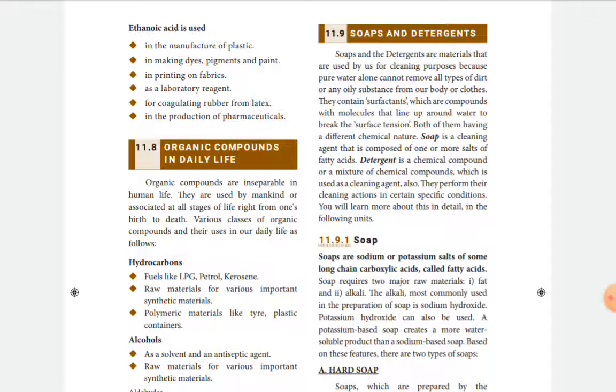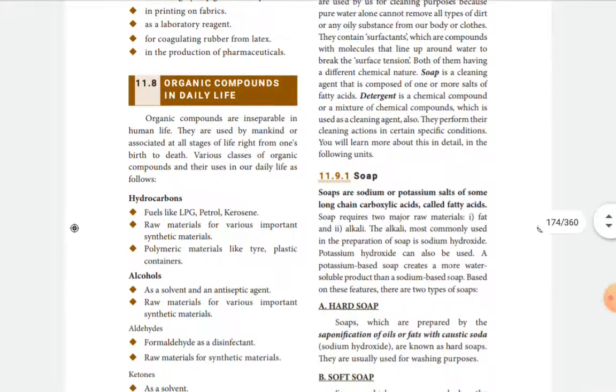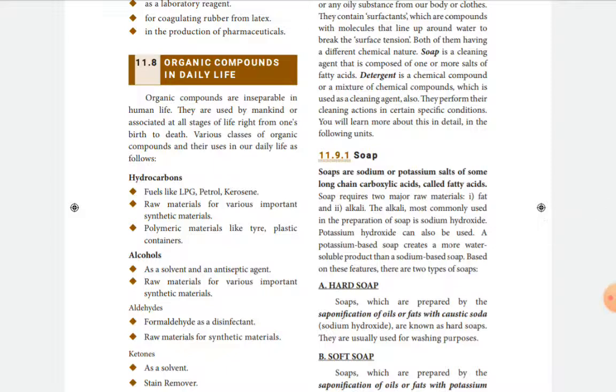Soaps are nothing but sodium or potassium salts of carboxylic acid. At the same time, detergents are sodium salts of sulfonic acids. Also, there are two types of soap. Depending upon the alkali present, it is classified into two types.